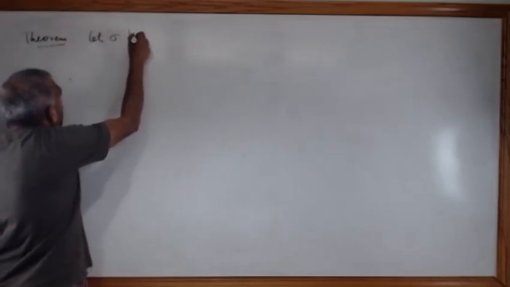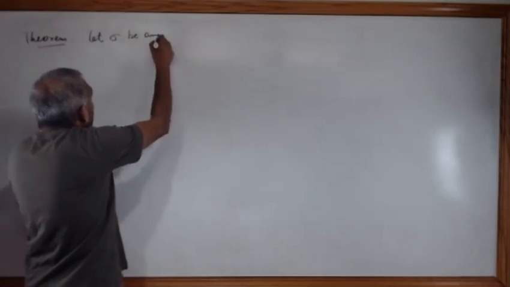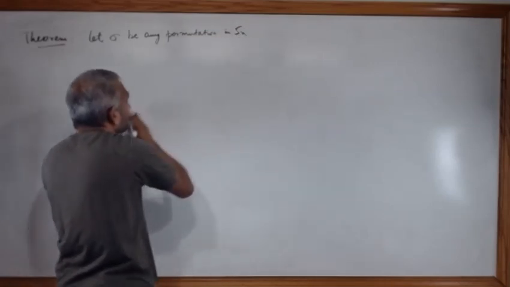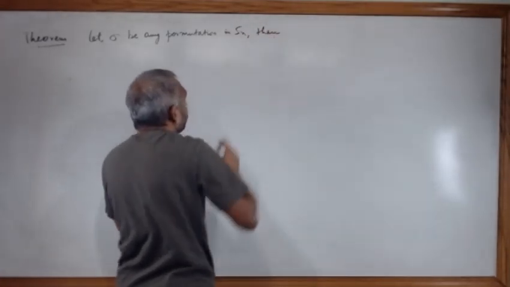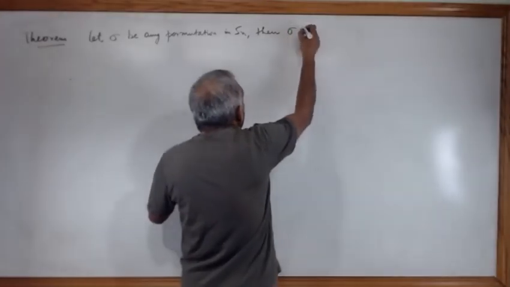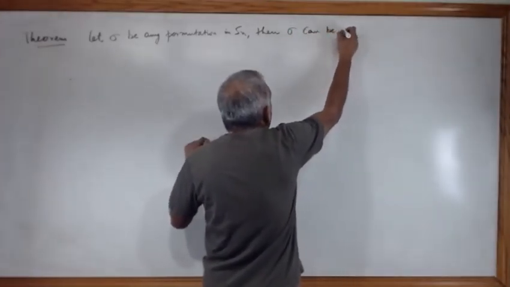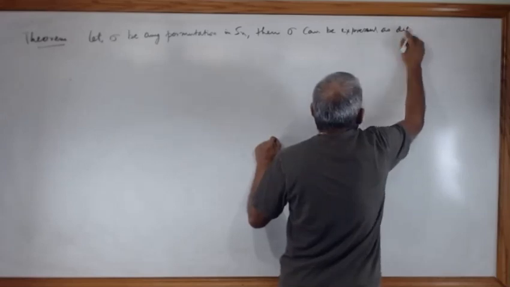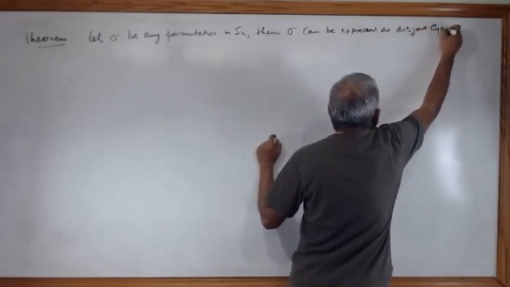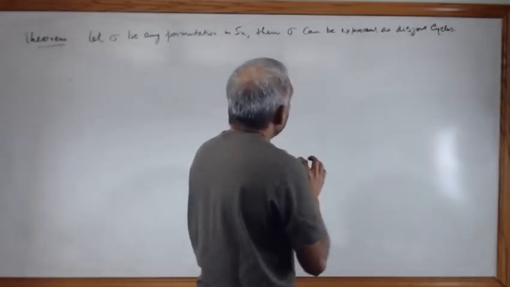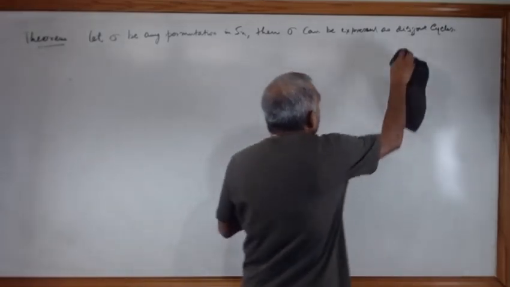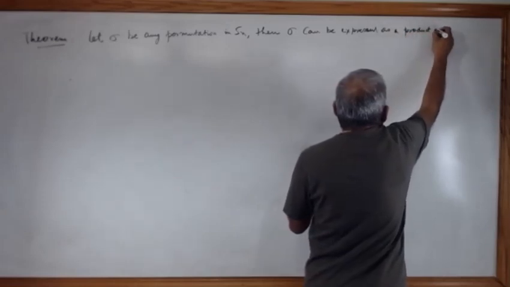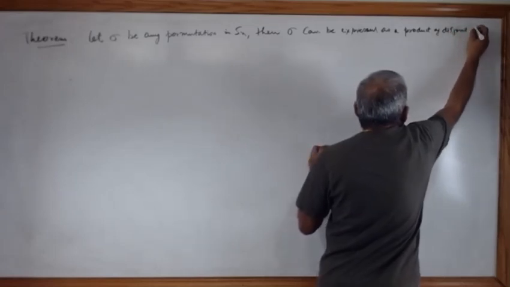Let sigma be any permutation in Sn. Then sigma can be expressed as a product of disjoint cycles.